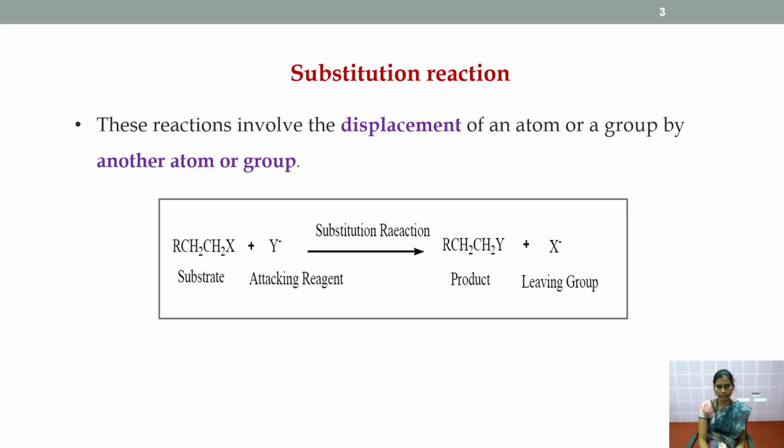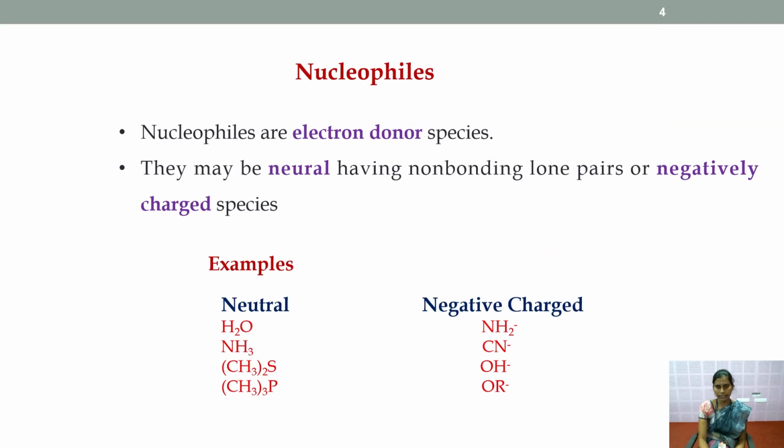Then what are nucleophiles? Nucleophiles are electron donor species. They may be neutral, having non-bonding lone pairs, or negatively charged species. Trimethylphosphine, dimethyl sulfide, ammonia and water are examples of neutral nucleophiles, and alkoxide, hydroxide, cyanide and amino groups are examples of negatively charged nucleophiles.